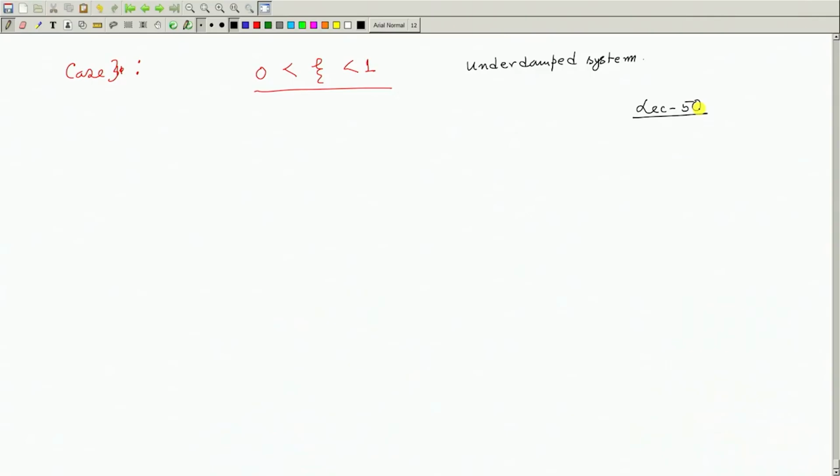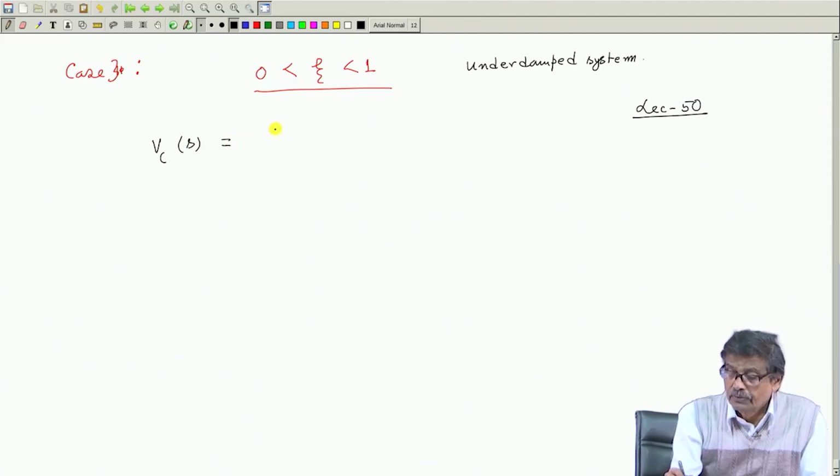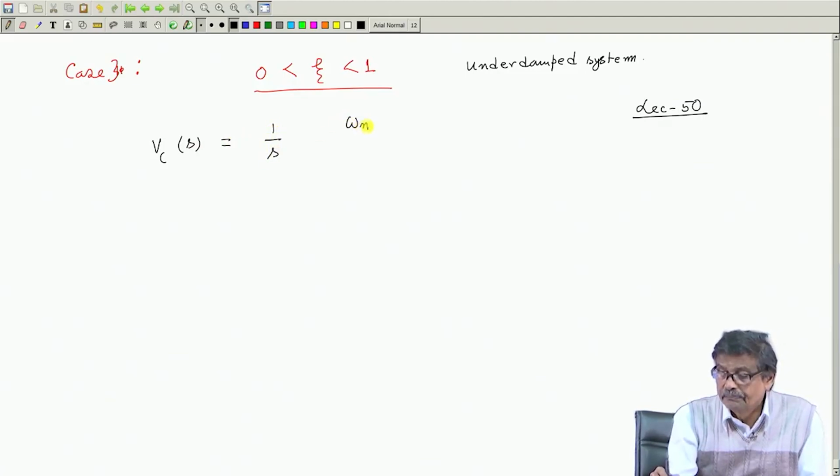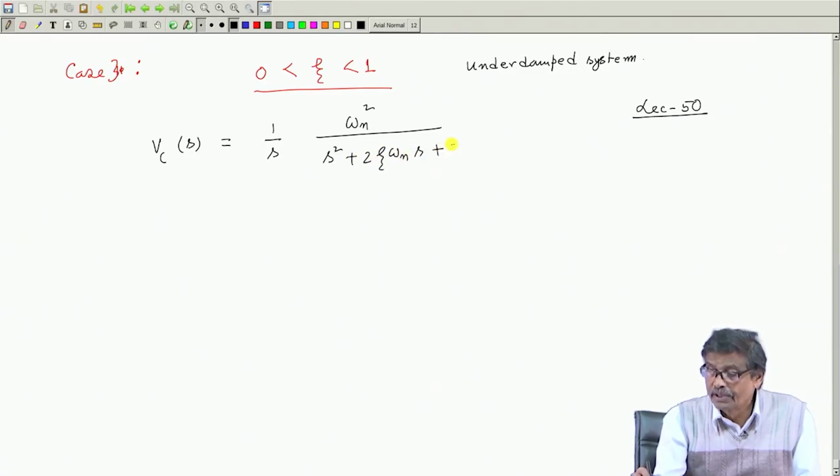Let us continue with this underdamped system calculation. So, what do we do? Same steps. VCS is equal to 1 over S, times the system transfer function, which is omega n square over S square plus 2 zeta omega n s plus omega n square.